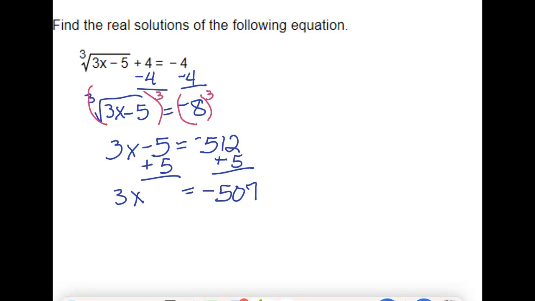And then our last step is to divide both sides by 3. So this is 3 times x. And our final answer for x is negative 169. Now here we're working with an odd root, so we're not going to have a problem, but you should always go back and try to check it in your original problem. Check that negative 169 by going back and replacing this x up here at the very beginning with negative 169, and then doing the operation.